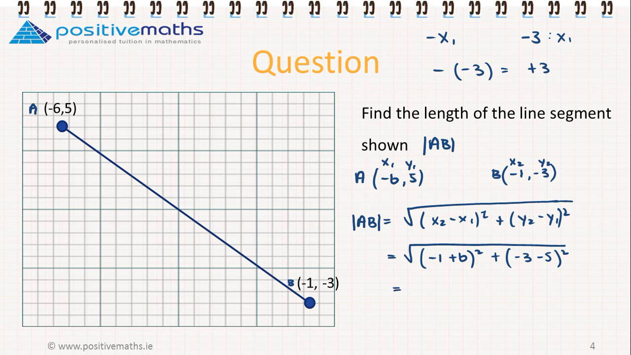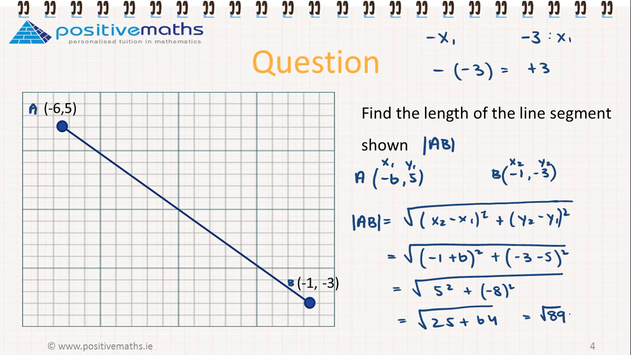Okay, so to continue on, we just need to simplify. So minus 1 plus 6 is going to give me 5 squared. Minus 3 minus 5 is going to give me minus 8 squared. So I'm going to get the square root of 25 plus 64. That's going to give me the square root of 89. So the length of AB is going to be 9.43.